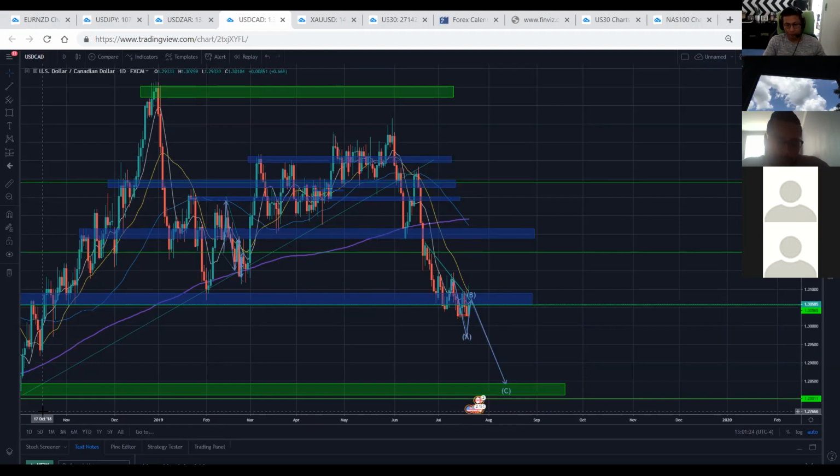It's a strong possibility, but I can't blindly say, okay, this is what's going to happen, because you have to look at the index, and we have to see what the dollar's going to do. And then look for confirmations. So we just have to wait for the news that's coming up this week.